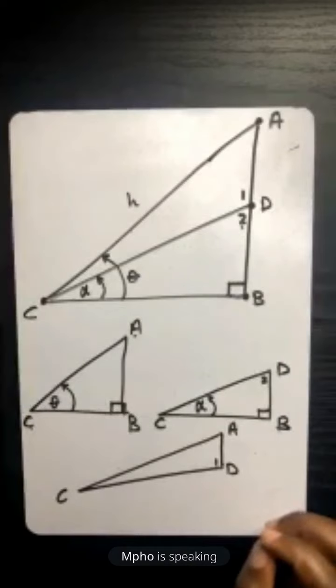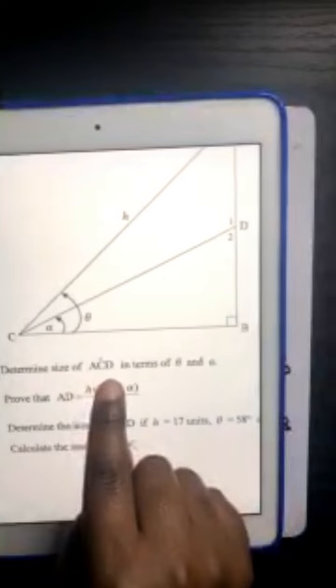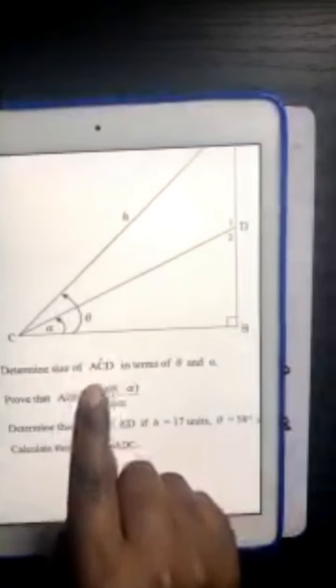Yes, sir. Okay, 100%. So let's see. The question here says, determine the size of, when this thing is written like this, it means concentrate on this triangle and then give the angle of C. So here they say determine the size of angle C in triangle ACD.